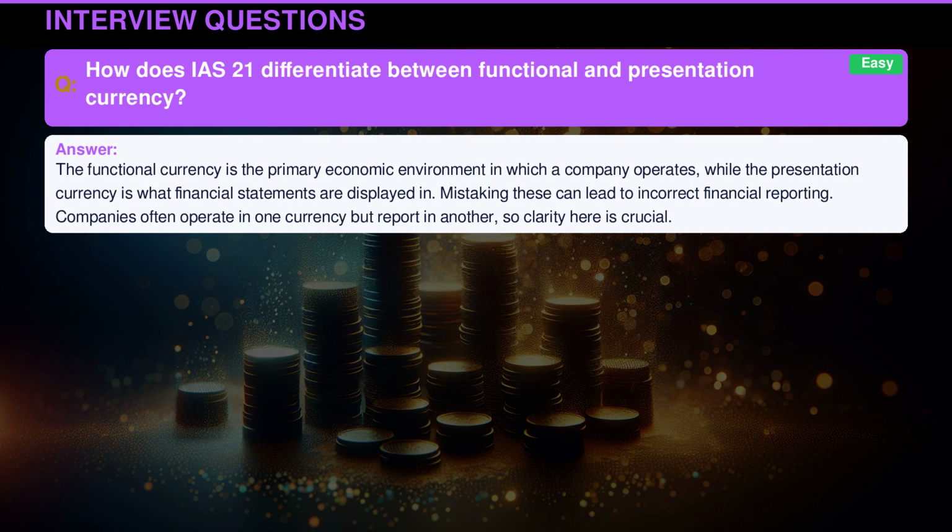The functional currency is the primary economic environment in which a company operates, while the presentation currency is what financial statements are displayed in. Mistaking these can lead to incorrect financial reporting. Companies often operate in one currency but report in another, so clarity here is crucial.